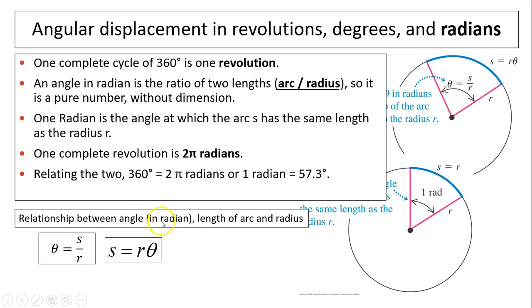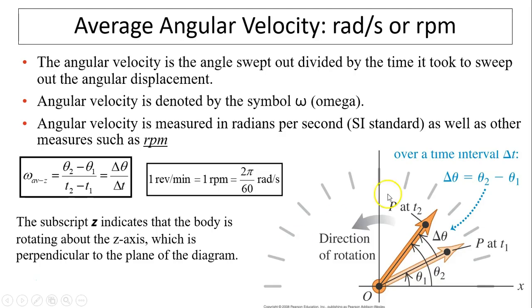So the relationship between the angle in radians, the length of the arc, and the radius is theta equals the length of the arc divided by r, like how many radii the length of the arc has. So the length of the arc equals r times the angle in radians. Average angular velocity is in radians per second or RPM. So angular velocity is the angle swept out divided by the time it took to sweep out the angular displacement.